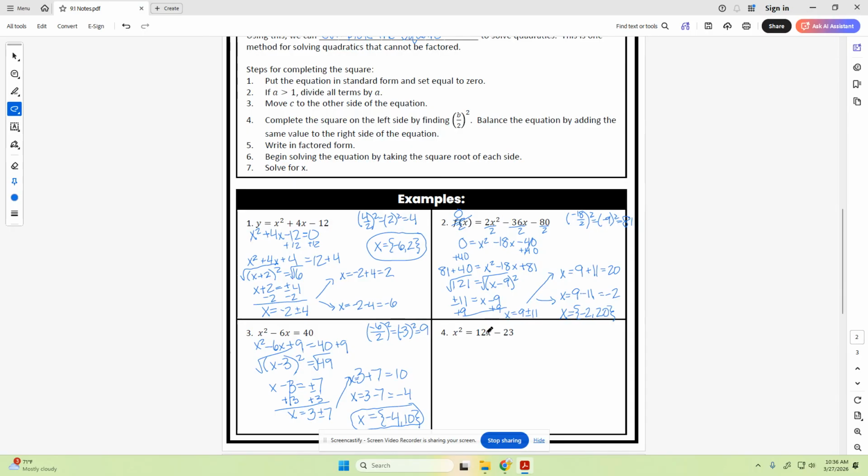So again, just to reiterate, it's not that the spicy is beyond the scope of Algebra 1, it's that the numbers aren't as nice to work with. So let's look at what happens here in number 4.